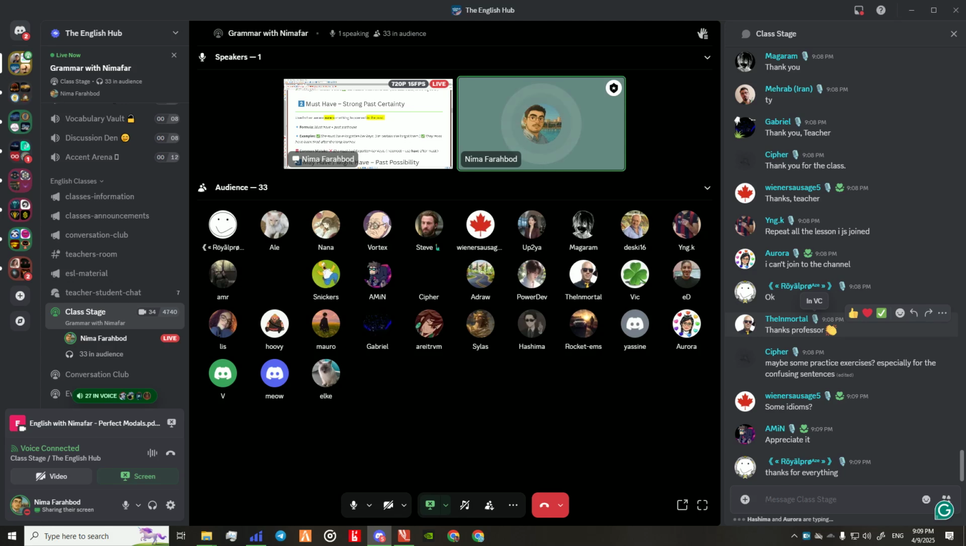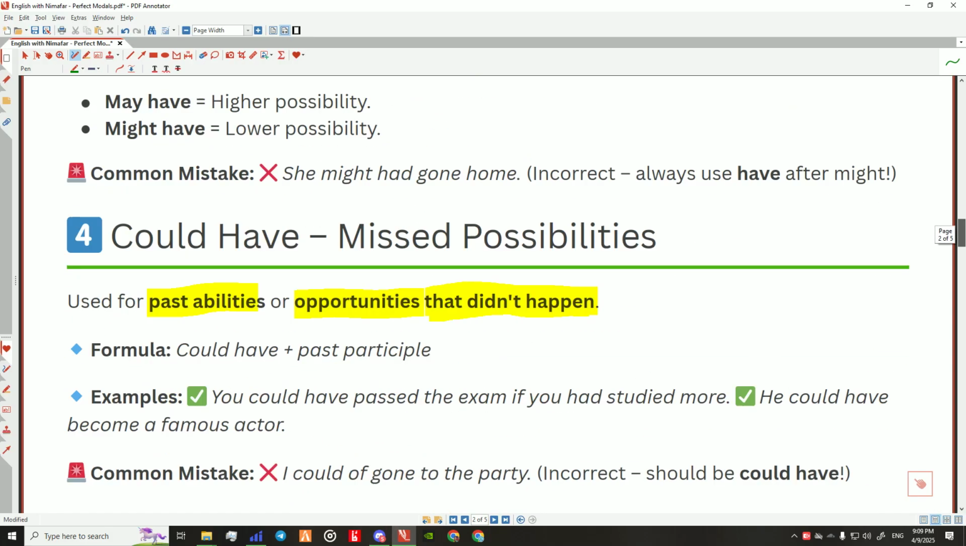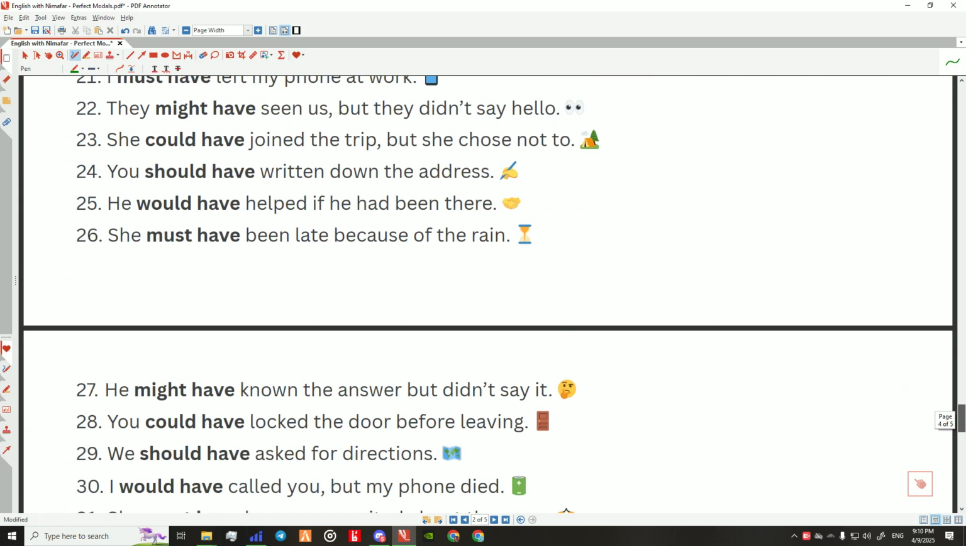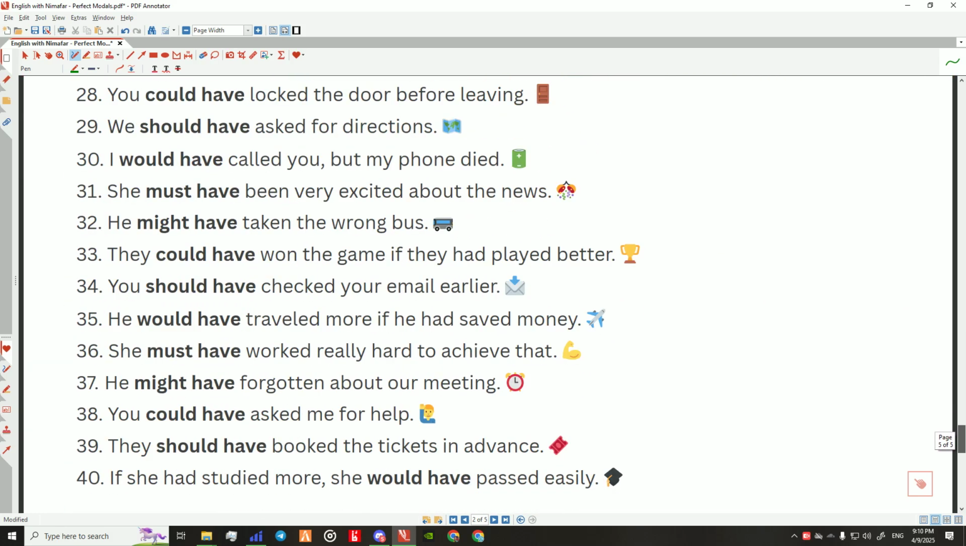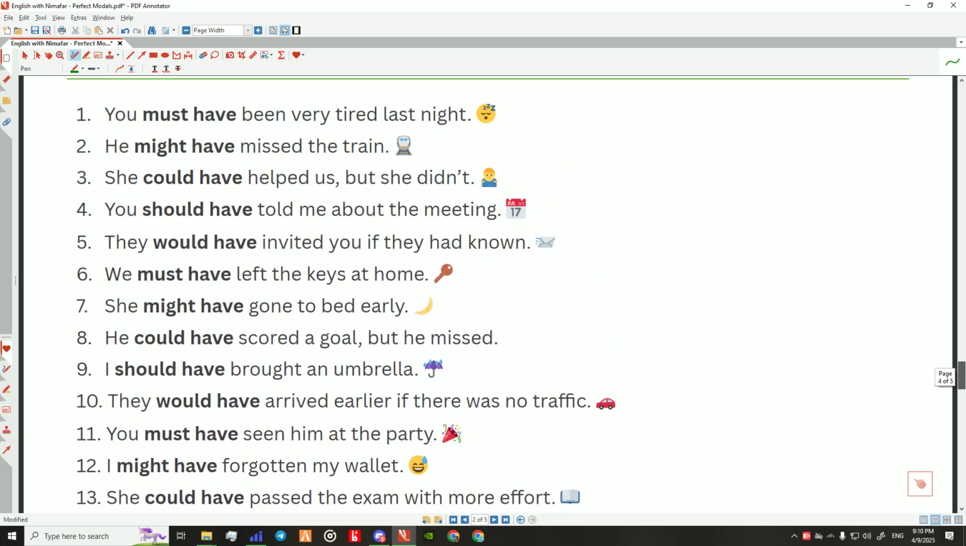Maybe some practice exercises, especially for the confused sentences. That's nice, yes. I used to have some kind of homework on my Telegram channel. I may just do it again. But technically, I just left you 40 examples. That's why I say just download the PDF. There are 40 different examples with different levels of difficulty.